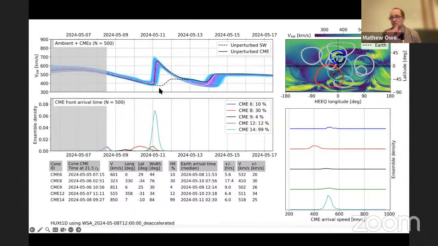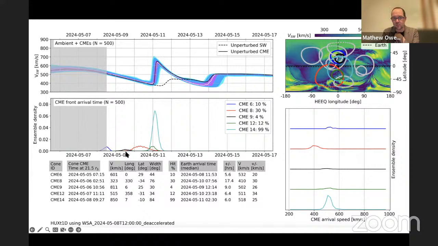What we do though is we track. I think in this run there were 500 runs, and so we say what percentage of runs had that CME arrive in a particular window. And so instead of getting a single arrival time, we get a distribution of arrival times. That's what this ensemble density plot here is. This is essentially the probability of the CME arriving.